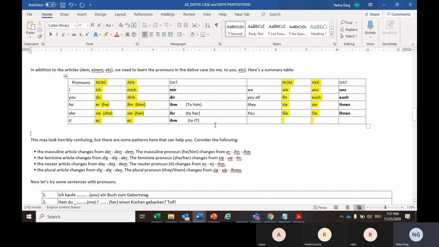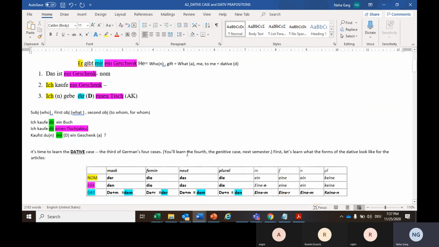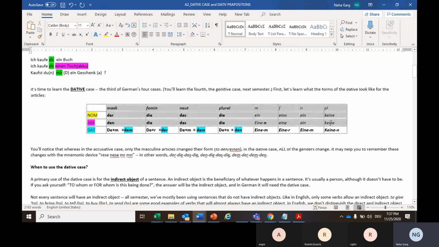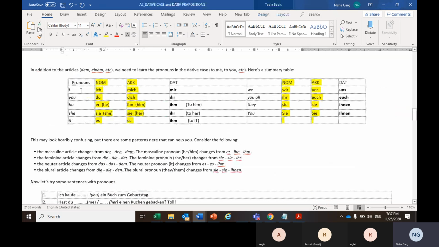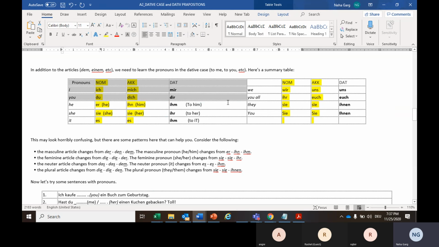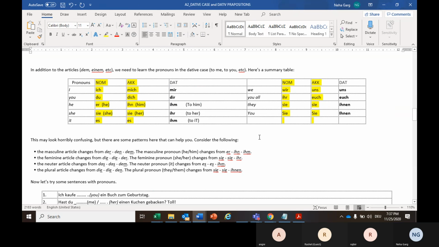Now, before we proceed further, just below where you have written this table, make a note of this table too. Then we'll see some more examples. Any questions related to this pronoun table? Anyone? No. Okay. Make sure to write for nominative and accusative also along with dative.